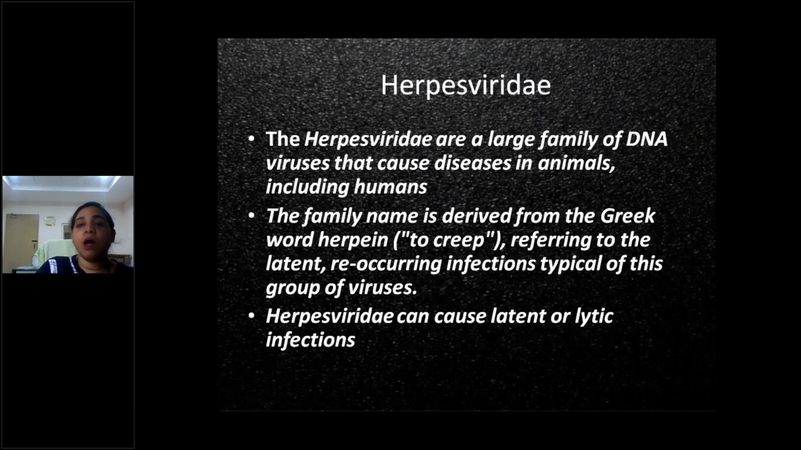Herpesviridae. What are these? Herpesviridae are a large family of DNA viruses that cause diseases in animals, including man. So what is the Herpesviridae family? This family consists of DNA viruses, and they are able to cause disease in both man as well as animals. The family name is derived from a Greek word herpein, which means to creep, referring to the latent reoccurring infection typical of the group of viruses. And this family causes latent infections.